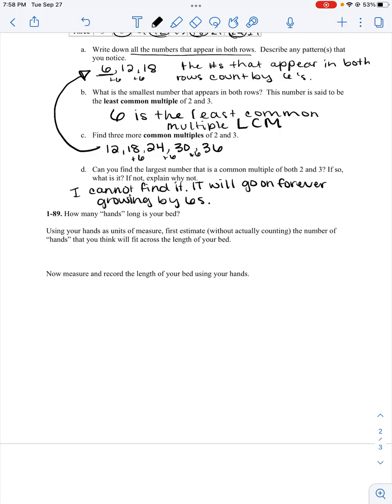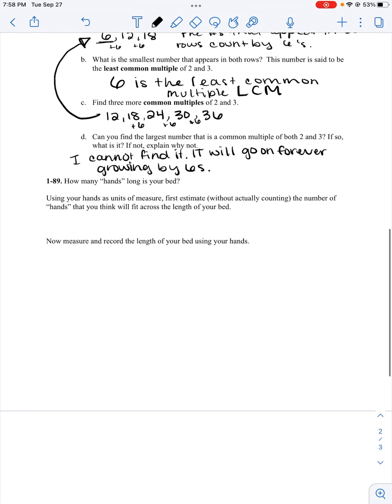The last problem is asking how many hands long is your bed. You need to use your hands as a unit of measure. You're going to estimate the number of hands that you think will fit across the length of your bed. Whatever you think it is. Then you're going to measure and record the length of your bed using your hands. I can't do this problem for you since you need to measure your own bed. If you have any questions, let me know.